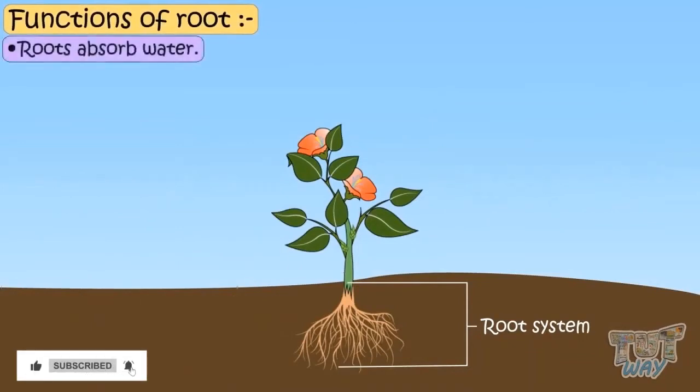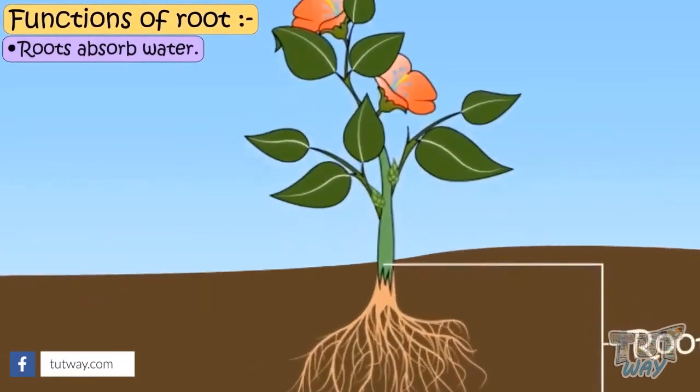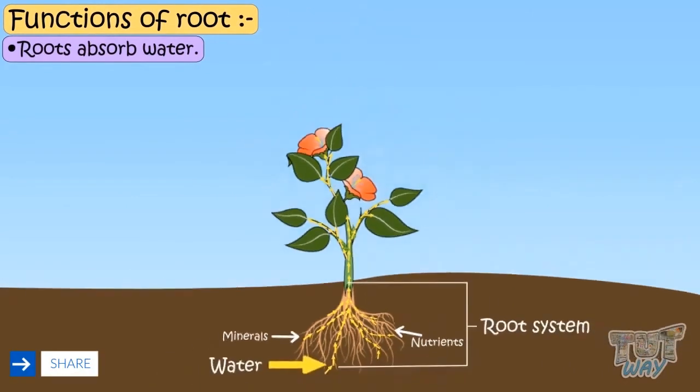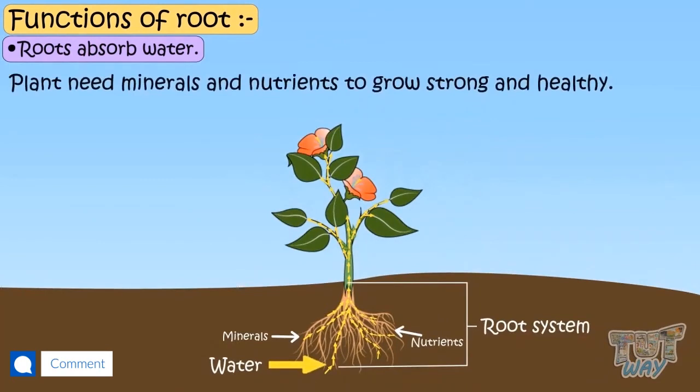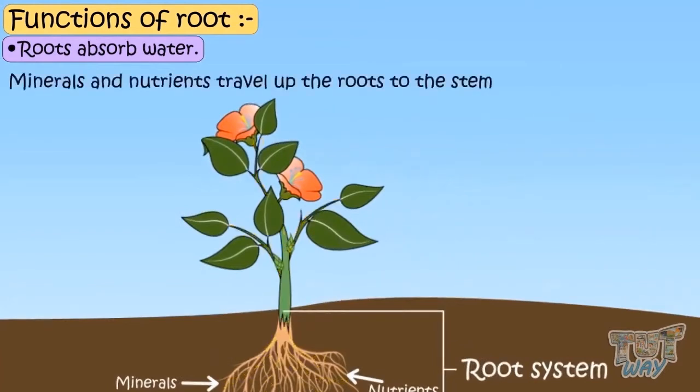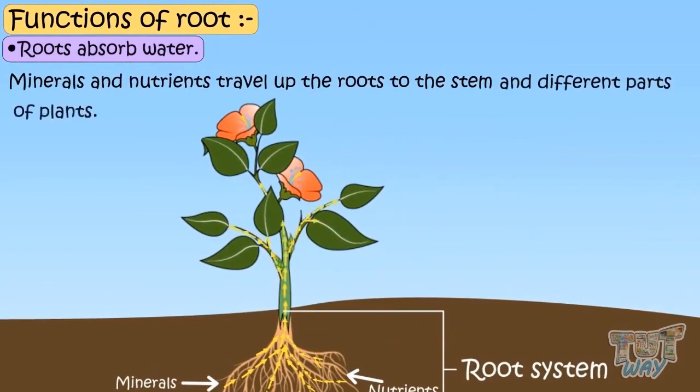Roots absorb water from the soil, which in turn provides the plants with nutrients and minerals. As we need food and water to live, same way, plants need these minerals and nutrients to grow strong and healthy. Minerals and nutrients travel up the roots to the stem and different parts of plants to provide nutrition to all parts of the plant.